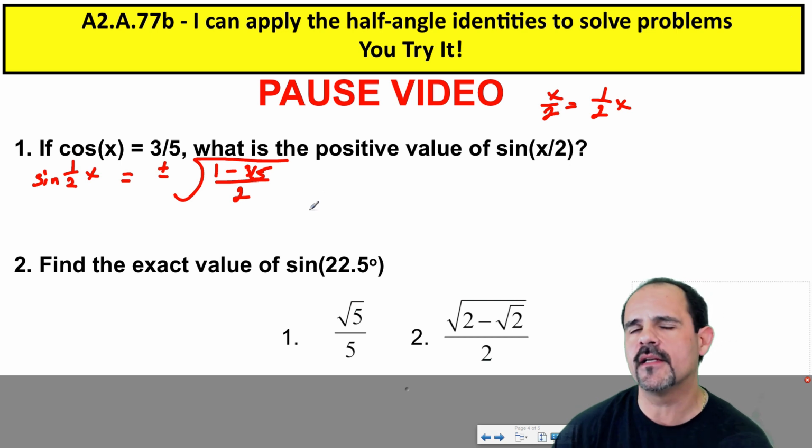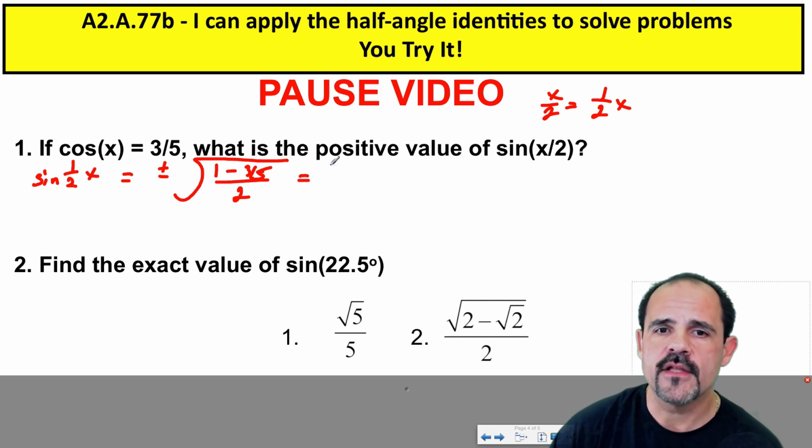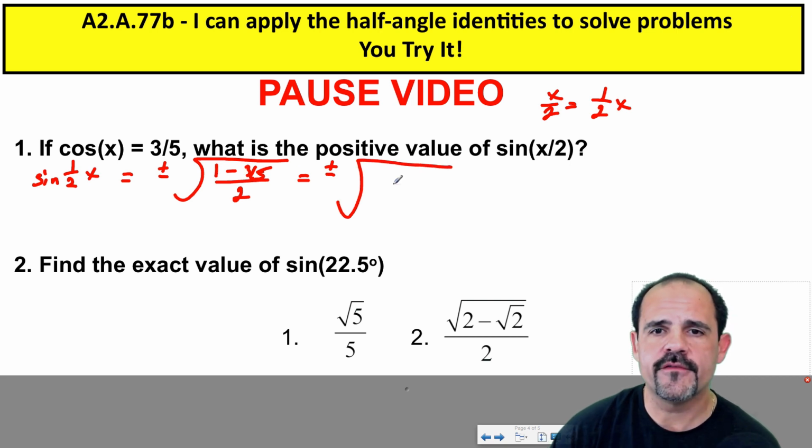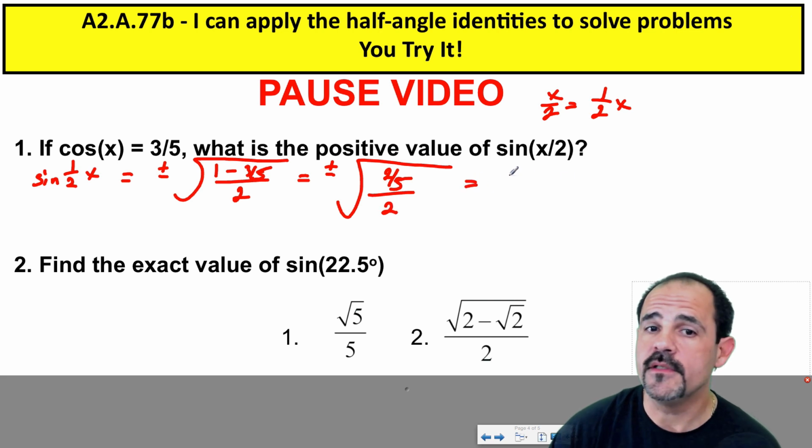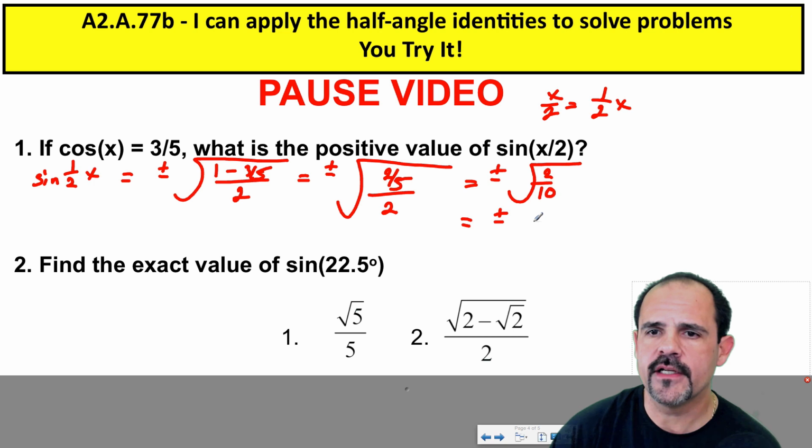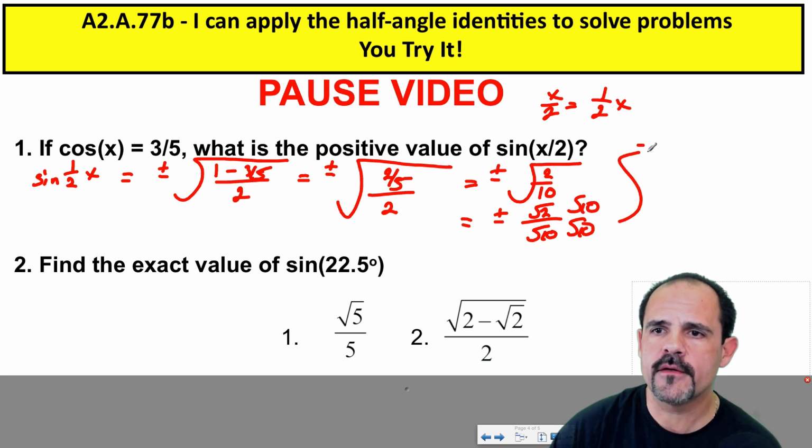It's not that bad if you can kind of leave out that first step. So that's going to be equal to plus or minus 5/5 minus 3/5 is 2/5 divided by 2. That's going to be equal to positive or negative 2/10. So the square root of 2/10. Now let's rationalize it. Positive or negative square root of 2 over the square root of 10. Multiply top and bottom by rad 10 because it ain't a perfect square.